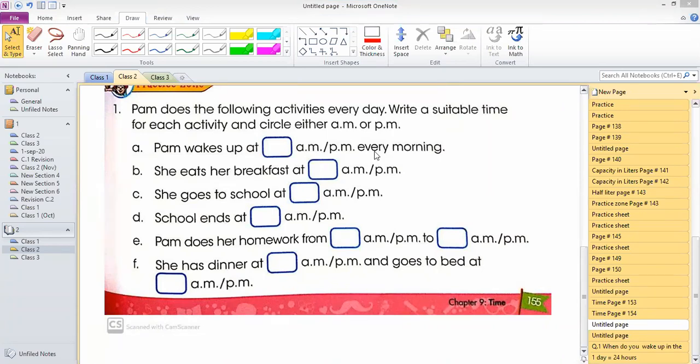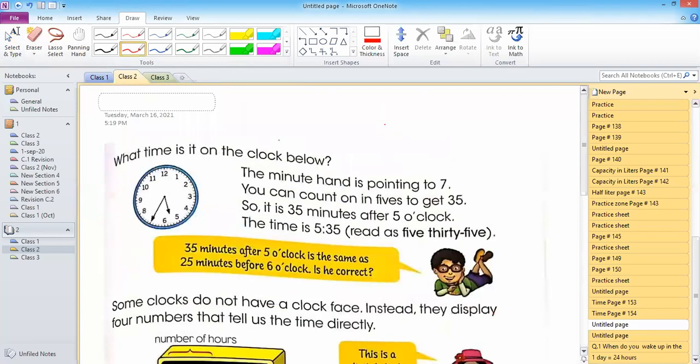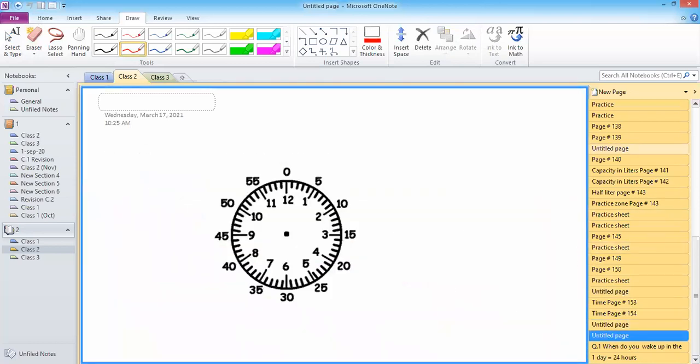So I'm going to ask it by Mackie. Yes, Mackie. Pam wakes up at dash in the morning. Muhammad Al Sagir. Yes, sir. Yes, Muhammad. Pam wakes up at dash AM or PM every morning. Anytime you can say in the morning. 7. 7 a.m. or PM? AM. That's very good. And we have already done this in our practice, this question. So we will write here 7 a.m.